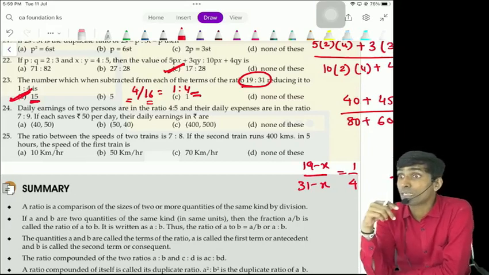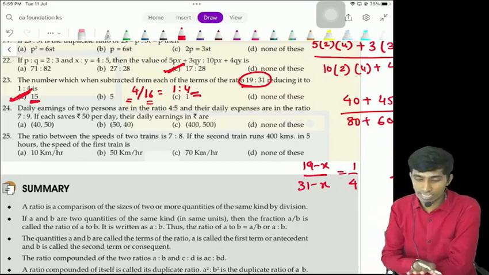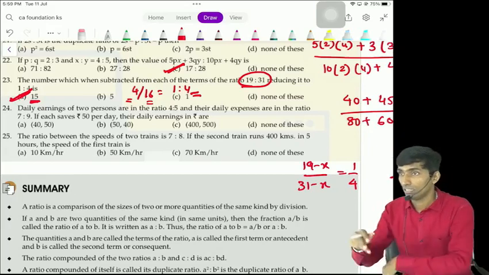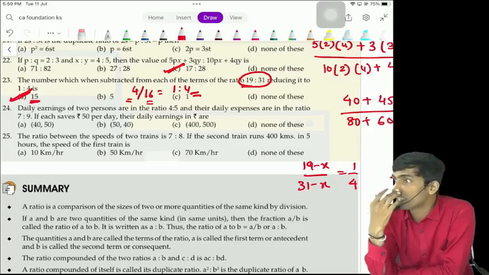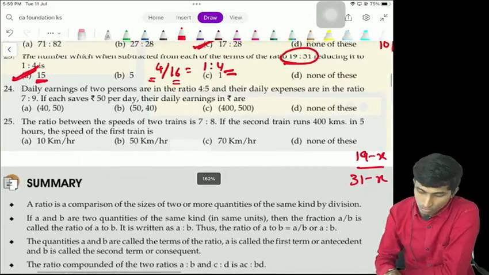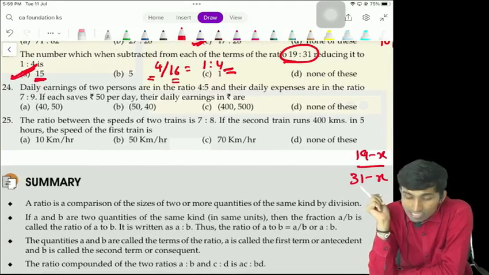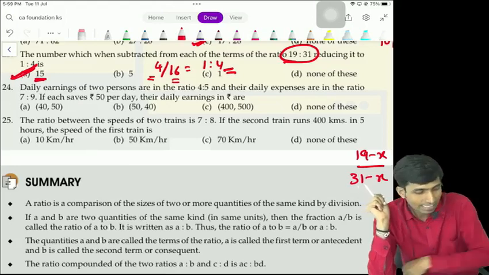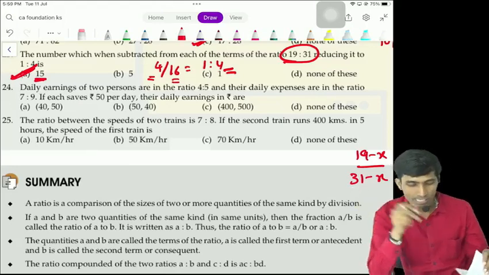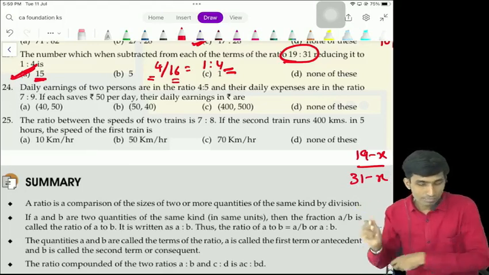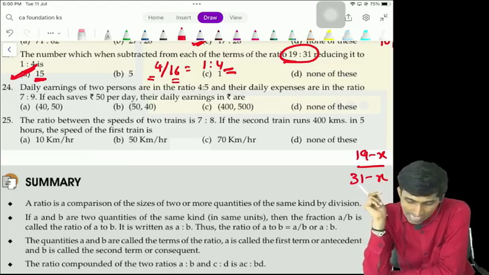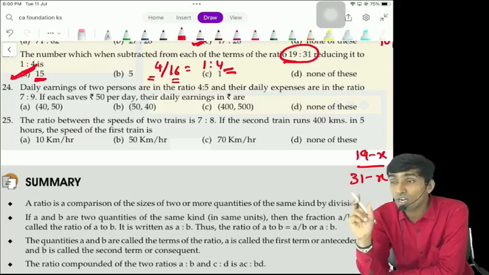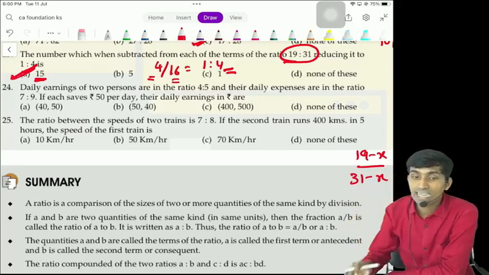This was there in MTP. This time's MTP, this was there. In the last mock test paper they gave, this was there. Daily earnings of two persons are in the ratio 4 is to 5 and their expenses are in the ratio 7 is to 9. If they save 50 each day, what is their daily earnings they are asking? Daily earnings.